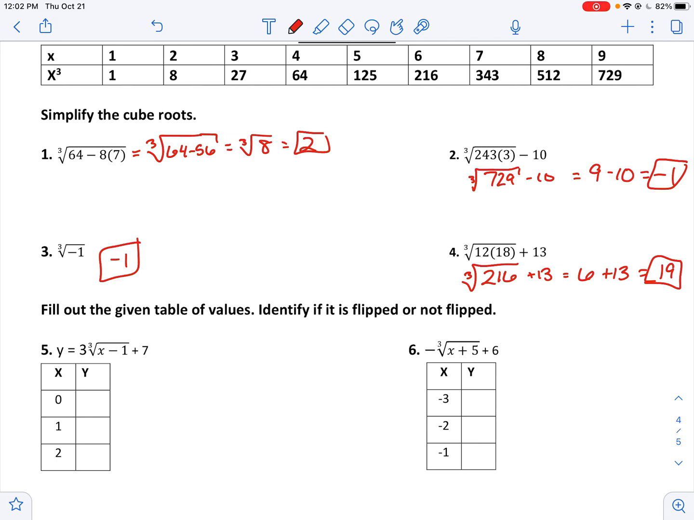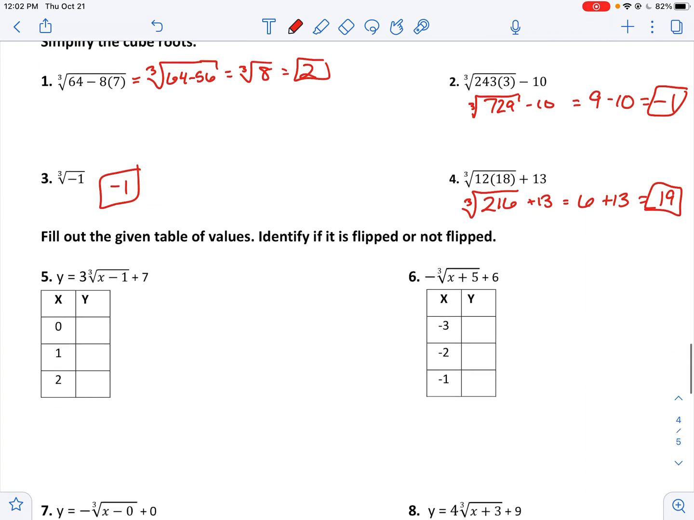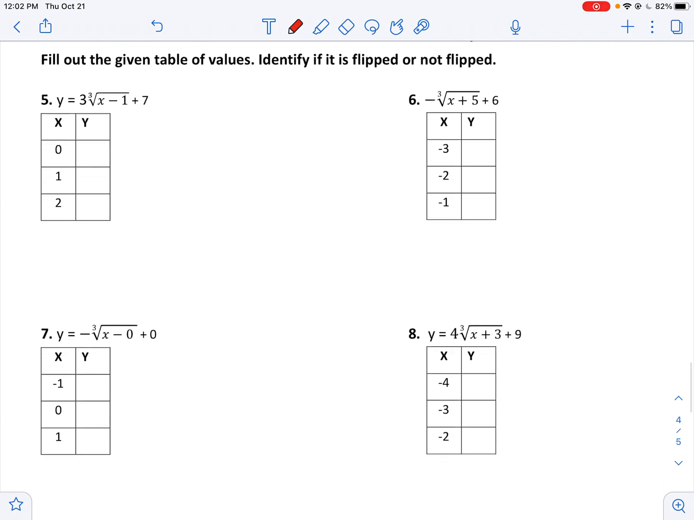And that's how you would simplify a cube root. And you can take these skills and use them to fill out a table of values. The only change you would have to do is you would have to plug in or substitute in these numbers for x. So that's why we would practice simplifying first, so that when you get to the table of values, you're able to simplify those to get your final answer.